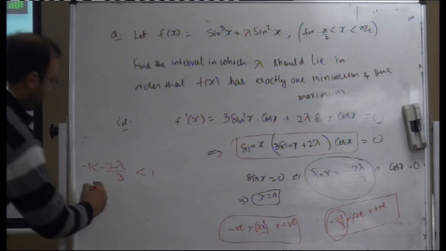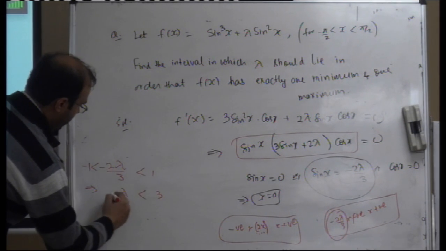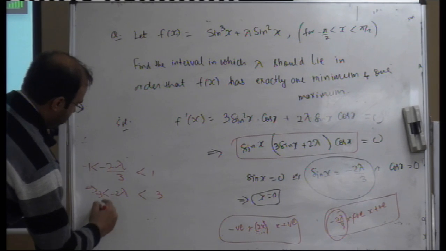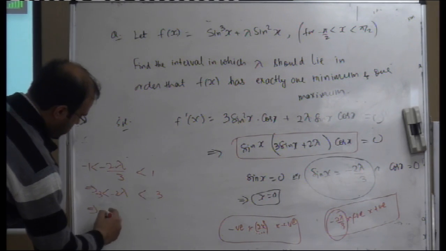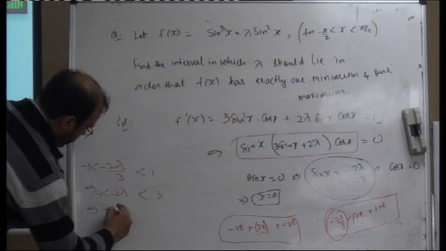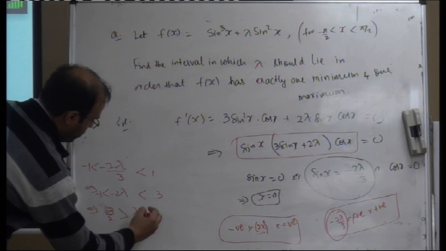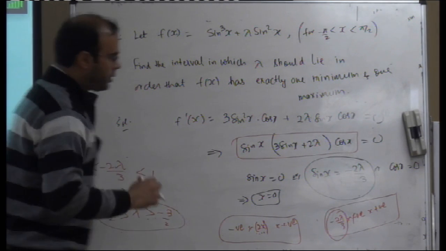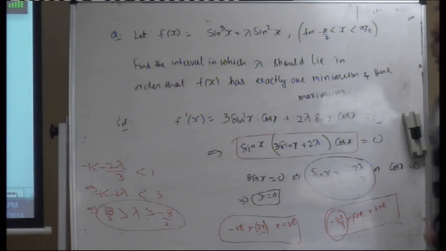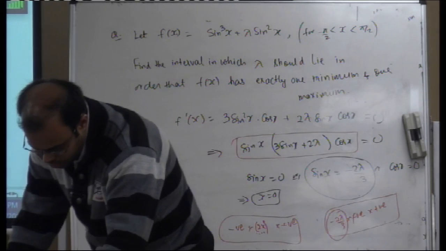So this would become lambda actually lies between 3 by 2 and minus 3 by 2, reversing the sign for lambda. In such a case you may get one maximum and one minimum value. Next question, let us see.